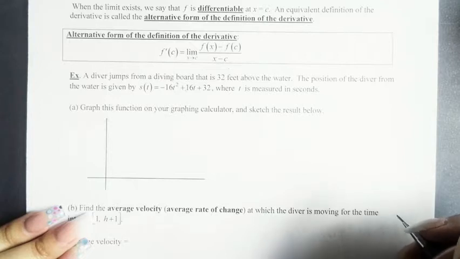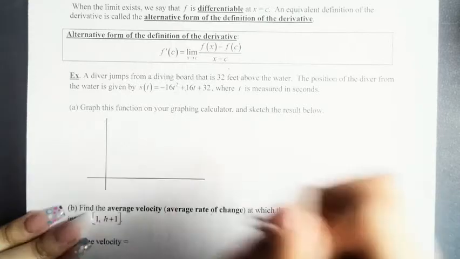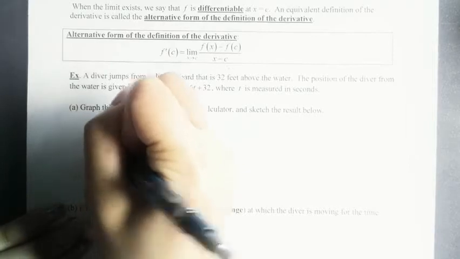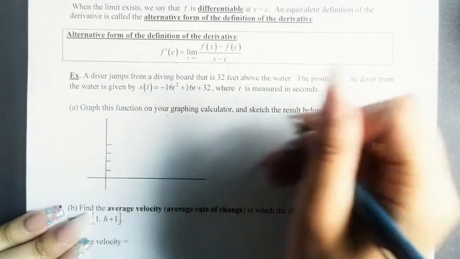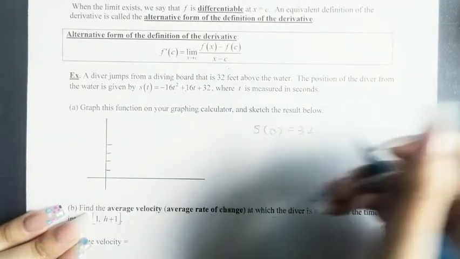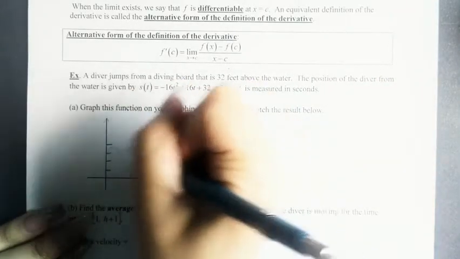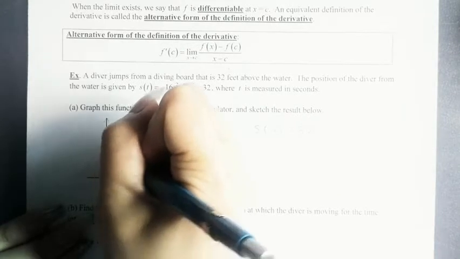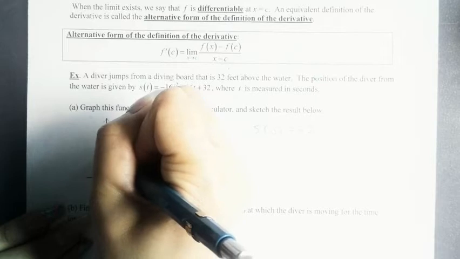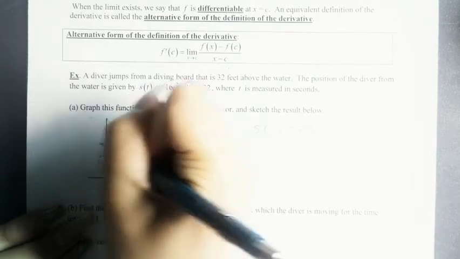So we realize that 32 is going to be the y-intercept because of how the function is defined. So you have that s of 0 is going to be equal to 32. I'm going to label this 10, 20, 30. My 32 is somewhere here. This is going to be 40.